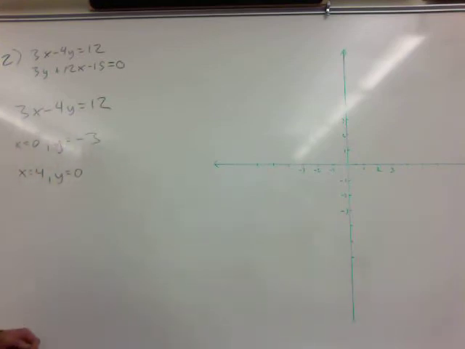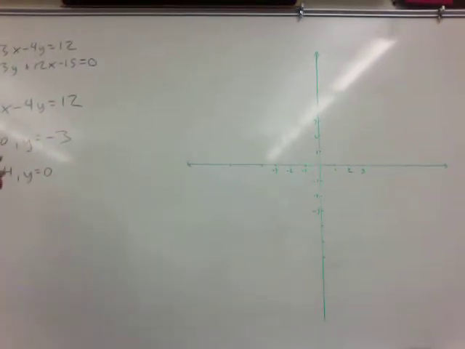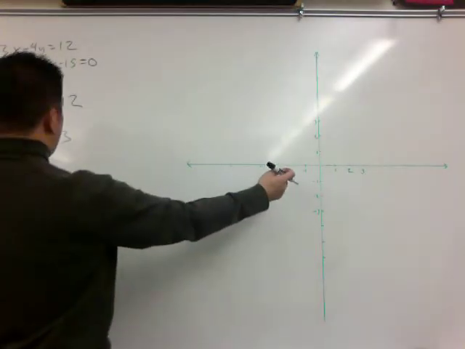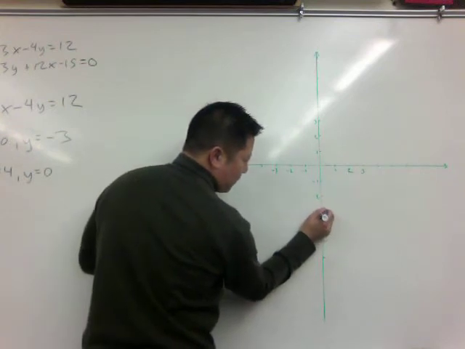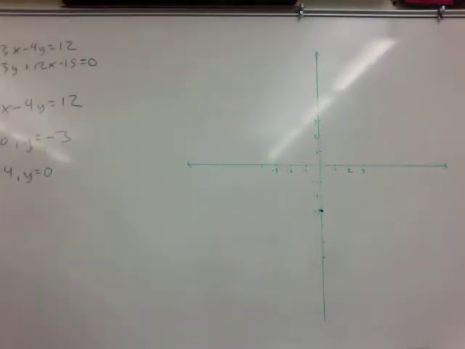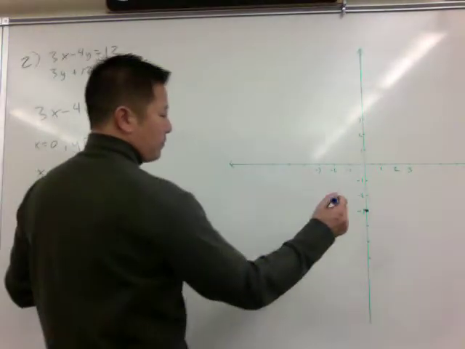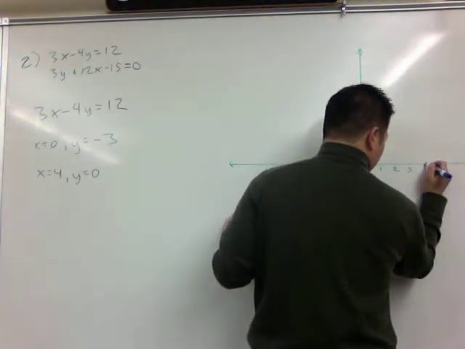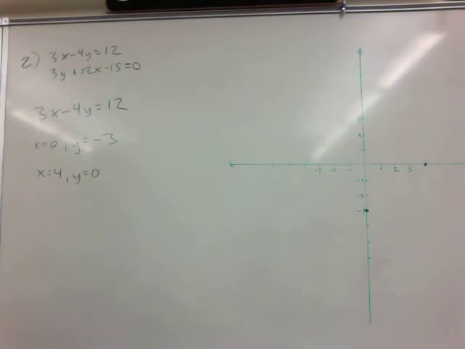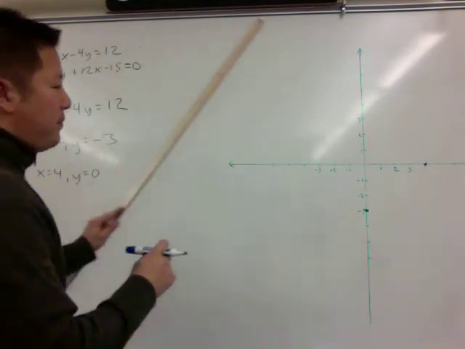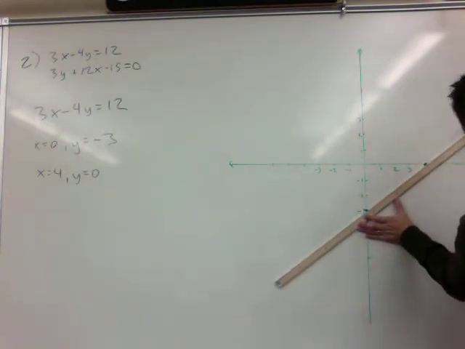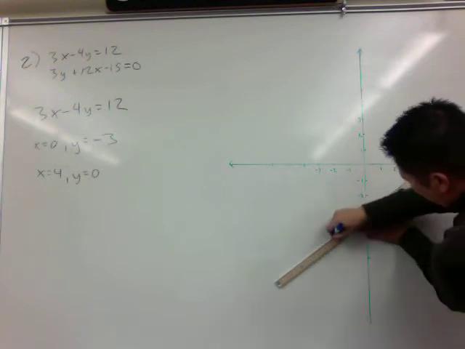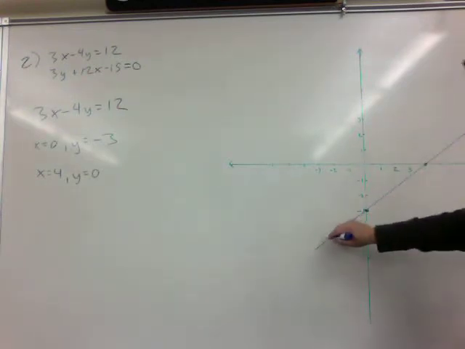And so if I graph these points on this coordinate plane over here, x equals 0, y equals negative 3. So now we have a y-intercept right there. And then the x-intercept when y equals 0 is 4. So now that I found the x and y intercepts, I can connect those two dots and get my first line.